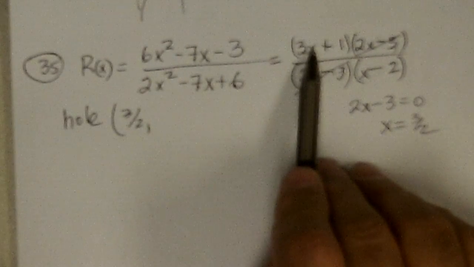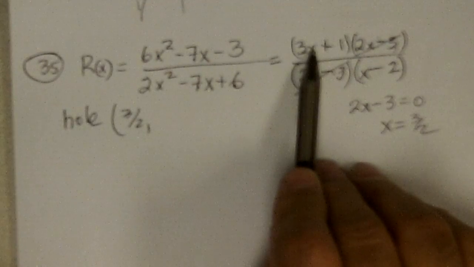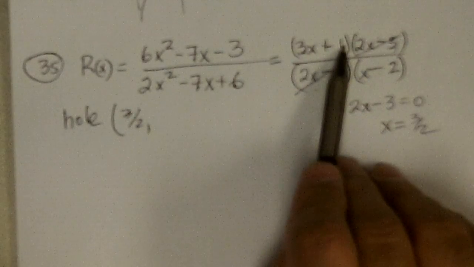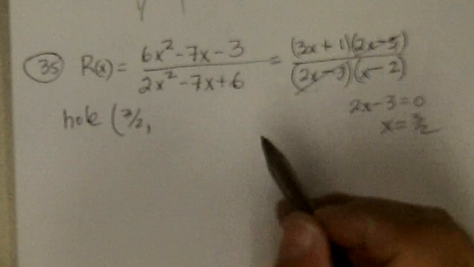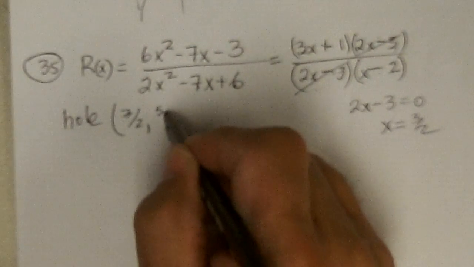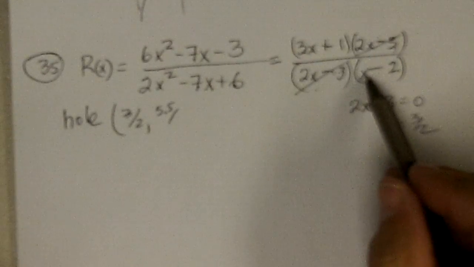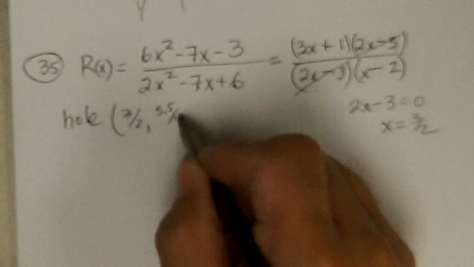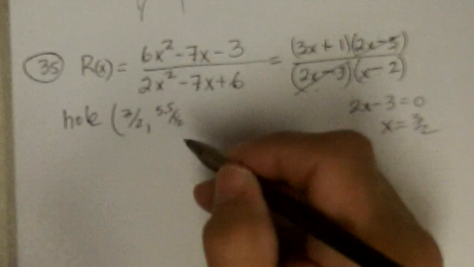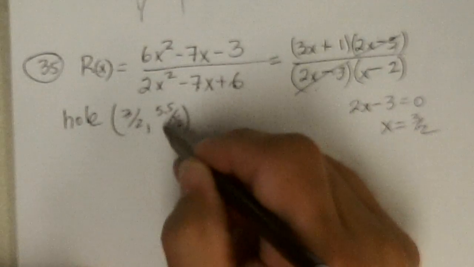3 times 3 halves is 9 halves. Plus 1, 9 halves is 4.5, plus 1 is 5.5, divided by 1.5 minus 2 is 1/2. So that's actually 11.